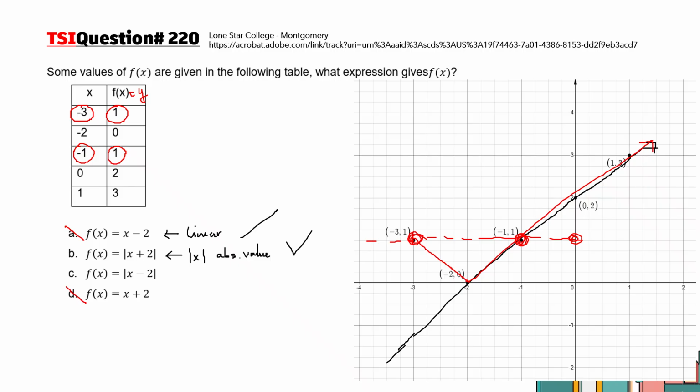Now, the second part is checking for the y-intercept. The y-intercept is when x equals 0. So here x equals 0, so this is your y-intercept. So in choices B and C, when you plug in x equals 0, which one gives you the value of 2? Both of them, right?